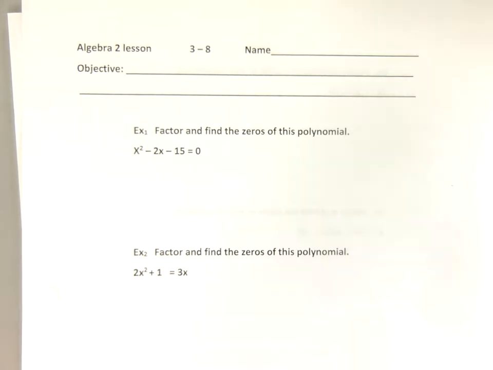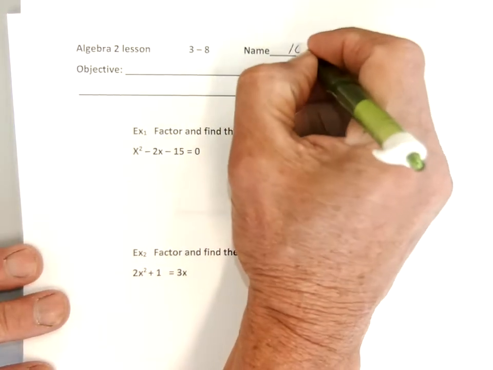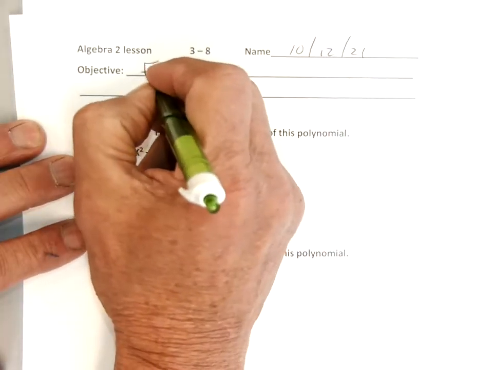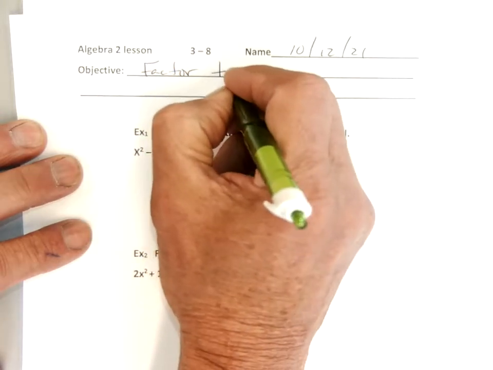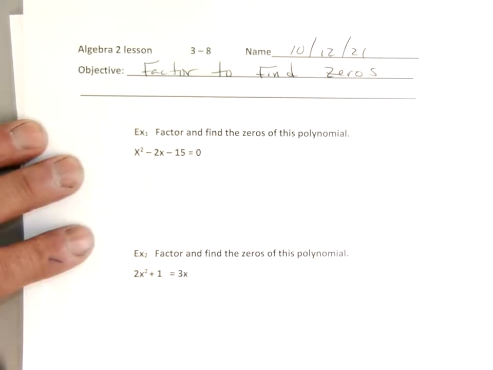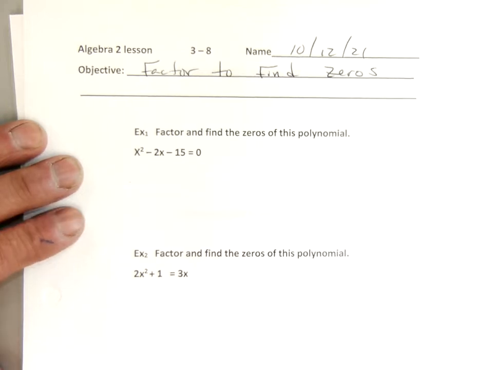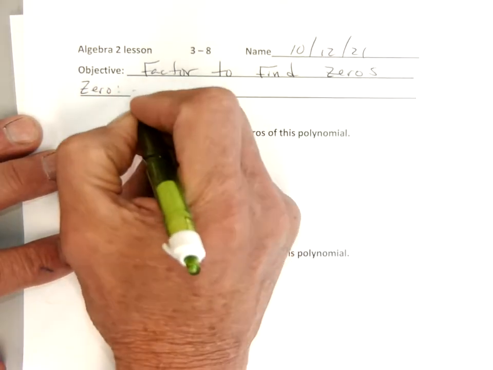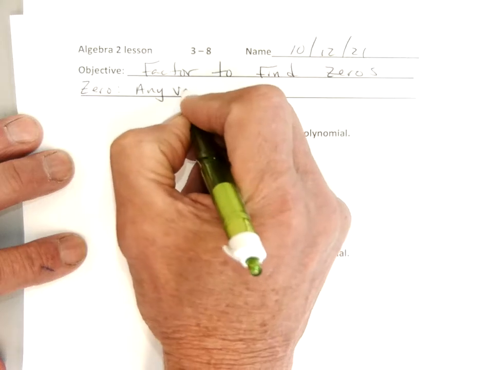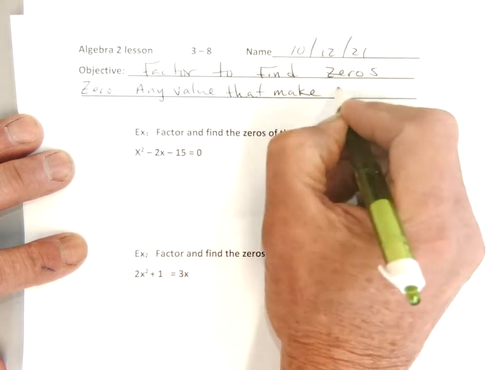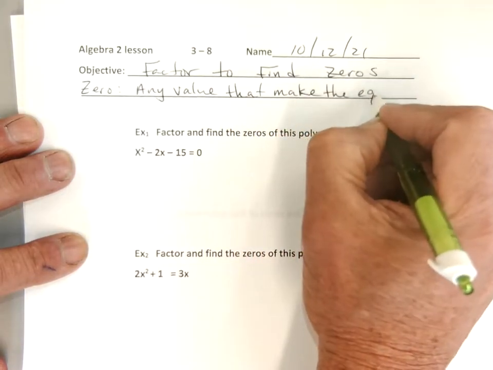So, why do we factor? Today's lesson 10, 12, 21. Our objective today is to factor to find zeros. And what a zero is: any value that makes the equation zero.